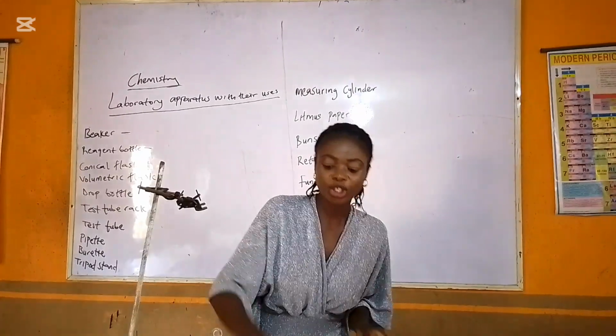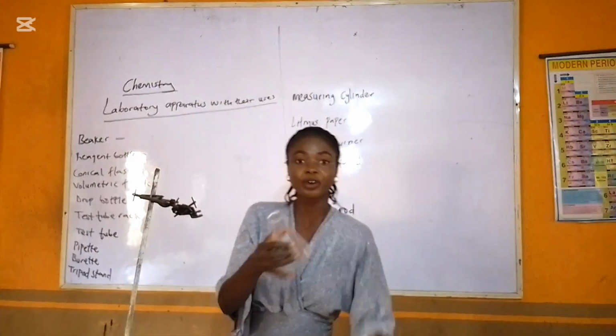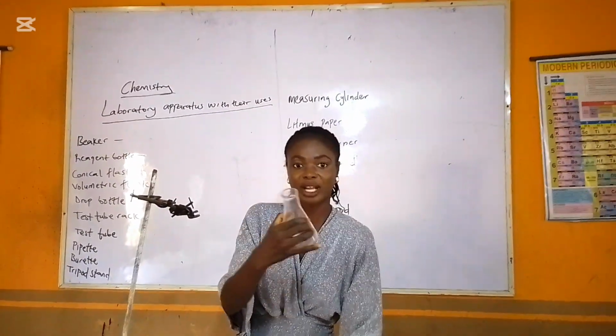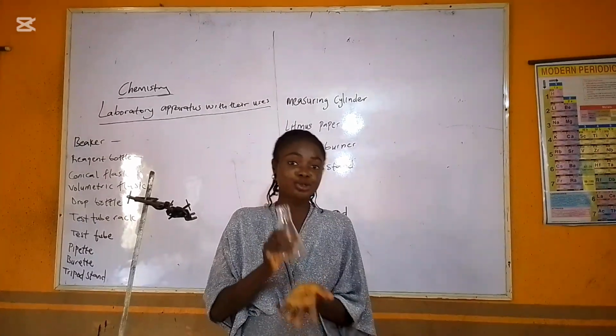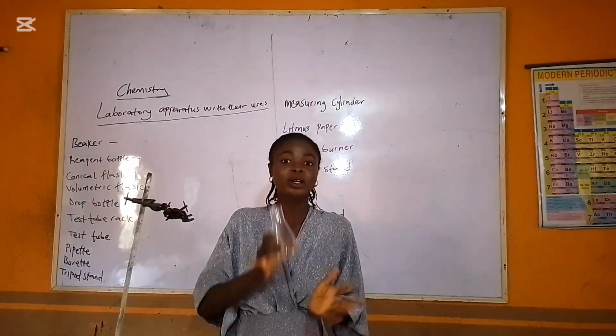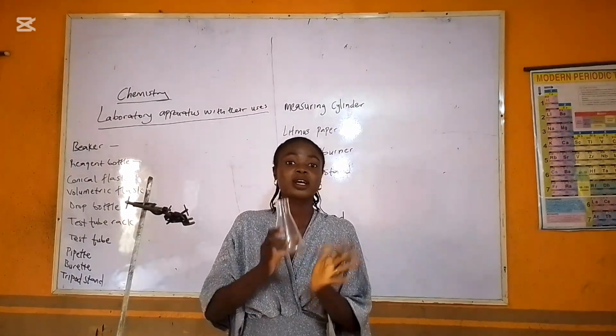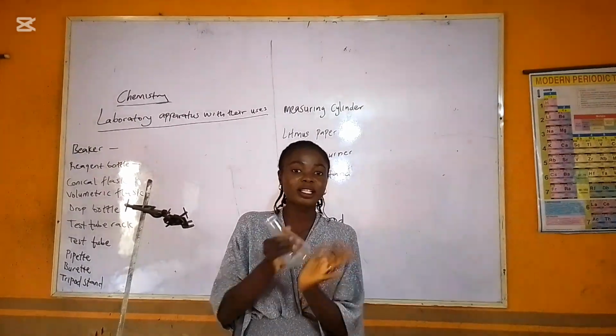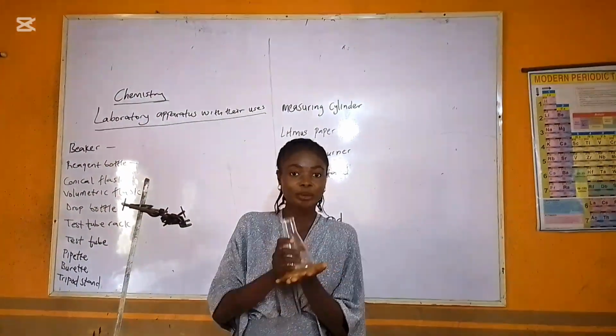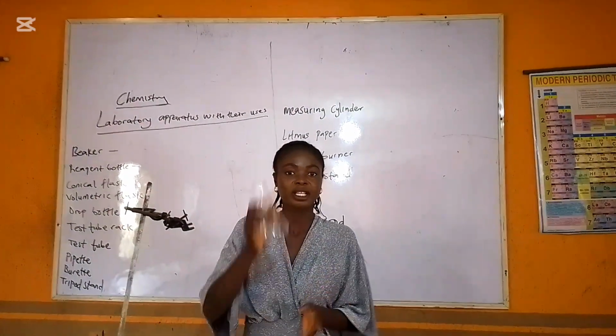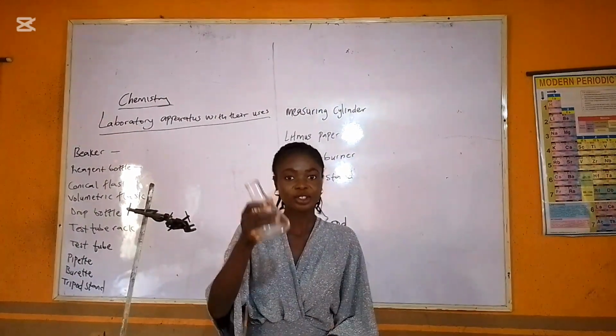And this is your conical flask. You can see it's different from your beaker. This is the beaker and this is the conical flask. This conical flask is used to hold and measure chemicals in liquid form, the chemicals in liquid form that we make use of in the laboratory, like your acid, like your base. This is used to hold and measure them.